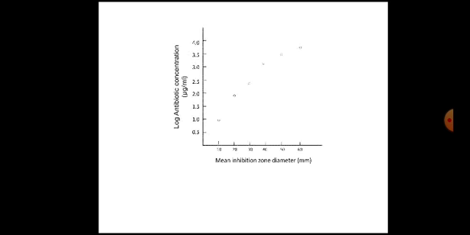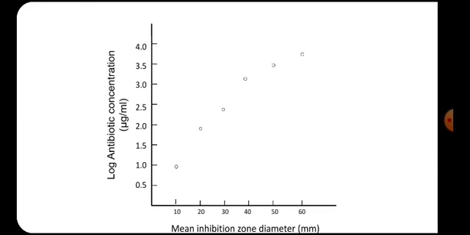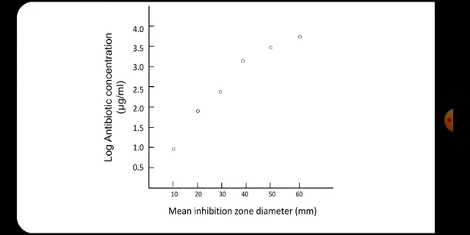For this, we'll prepare a standard graph because now you have two parameters, antibiotic concentration and inhibition zone diameter. So inhibition zone diameter is on the x-axis and log of antibiotic concentration, that is in micrograms per ml, is on the y-axis. You know both the values, so all these values are plotted onto the graph so that it will follow a linear curve. That means as the concentration increases, the inhibition zone diameter increases.